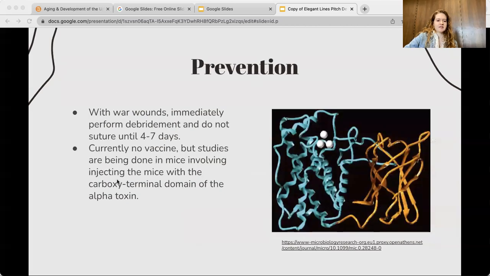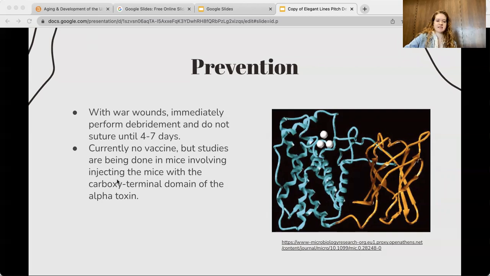As far as prevention, with war wounds, it's really important to leave them open for, they recommend, 4 to 7 days, because if you're suturing over dead tissue, that's going to be the ideal environment for the bacteria to thrive.